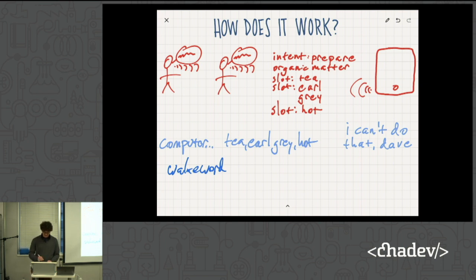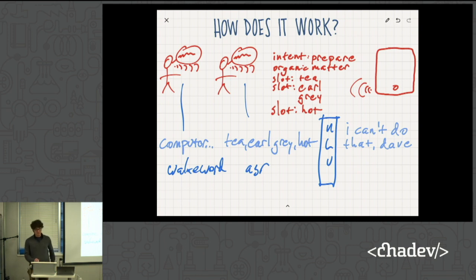So Picard says something like tea, or computer. Picard says tea, Earl Grey, hot. Then the computer does things, right? It understands that what Picard intends it to do is to prepare what? Organic matter. What kind of organic matter? We got tea, we got Earl Grey, and we got hot, right? So that intent and slot represents a command.